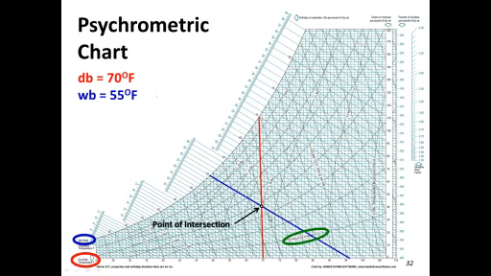So all I need to do now is estimate where my point of intersection is between two known relative humidity curves. And you can see that it's between 30% and 40%. So I'm going to estimate, because it's closer to 40%, that my relative humidity is, let's just say, 38%. Now you can see you can't get really precise with the psychrometric chart, but you can get very close to the actual values for your air sample.